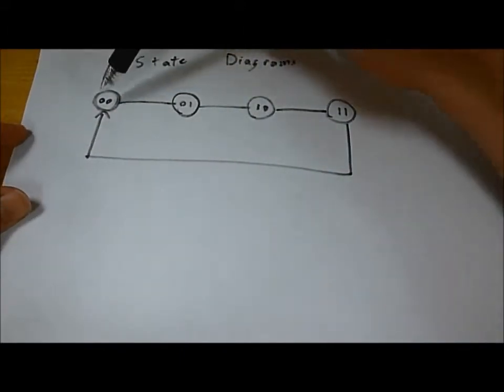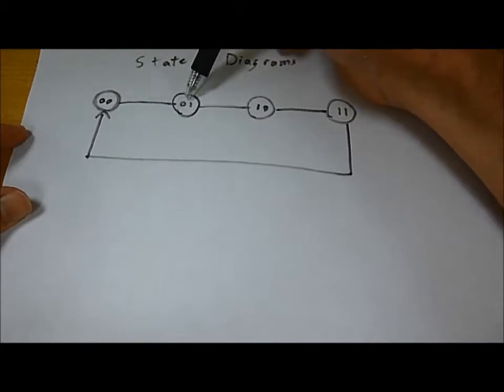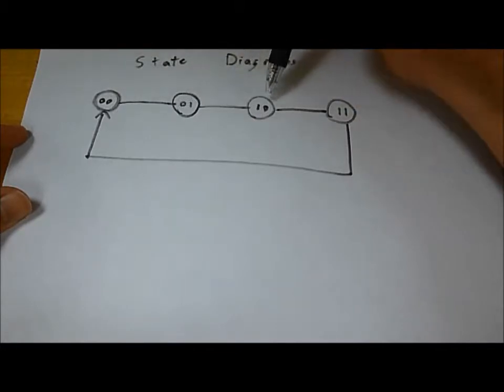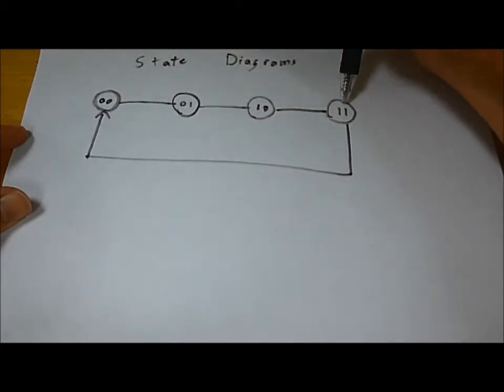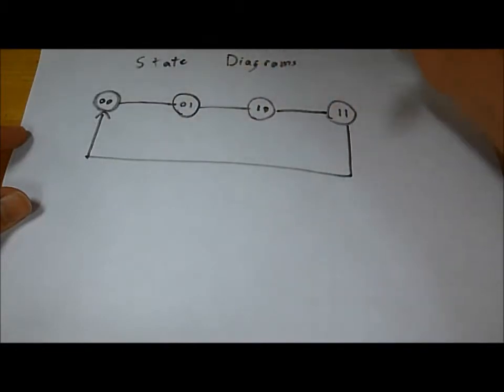This diagram says that from state 0, 0, we can go to state 0, 1. From 0, 1, we can go to 1, 0. And 1, 0, we can go to 1, 1. And from 1, 1, we can go back to 0, 0.